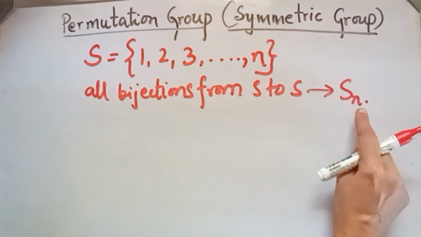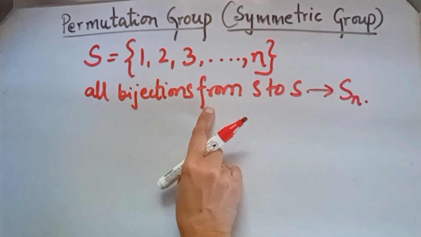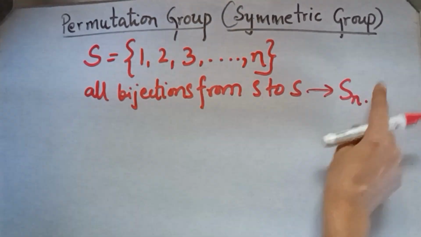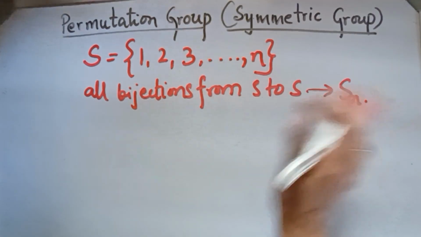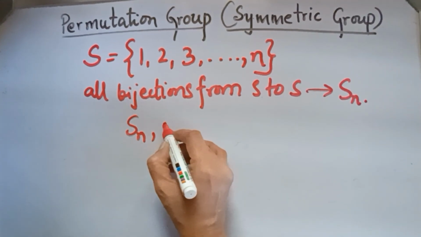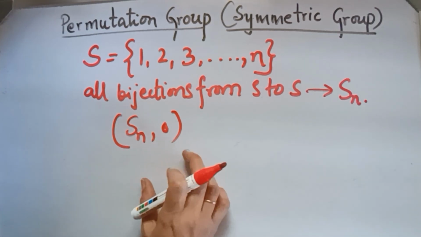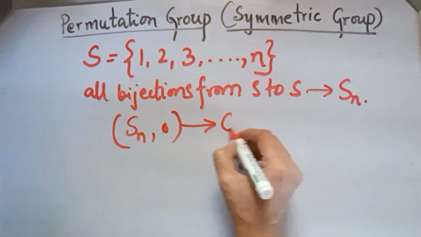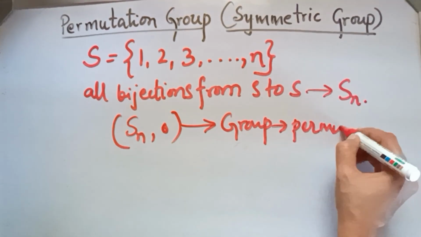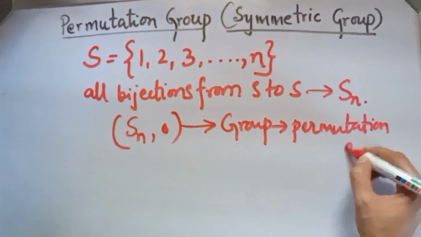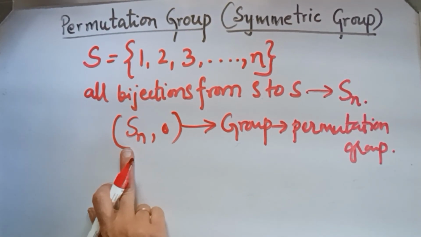This is the collection of all bijections. Bijections are nothing but one to one and onto mappings from S to S, which is named Sn. So Sn contains all bijections. Now this Sn with respect to the composition operation, that is composition as the group operation, forms a group which is called a permutation group or a symmetric group. So this is the definition of a symmetric group. The symmetric group is denoted as Sn.